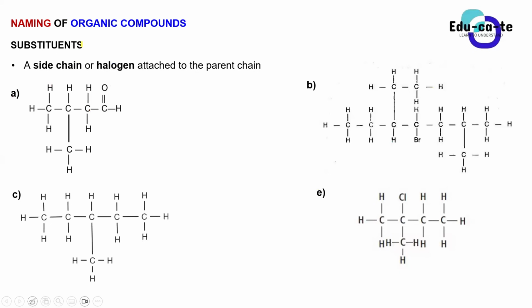Whenever you hear the term substituents, what are we talking about actually? Basically, a substituent can be a side chain or it can be a halogen that is attached to the parent chain. Remember, the halogens are the ones found in group number 7 on the periodic table. So it can either be a halogen or it can be a side chain.